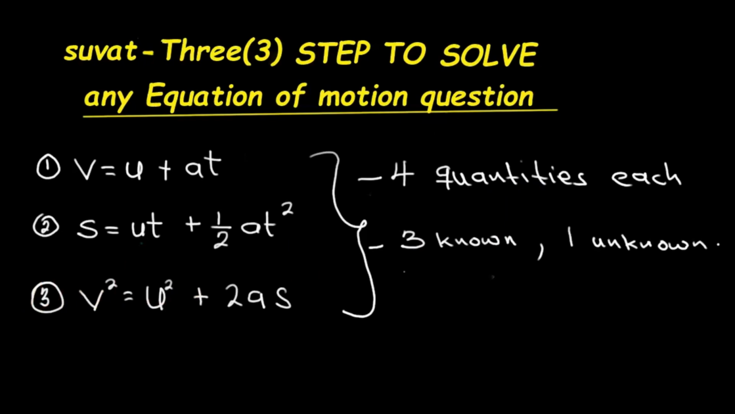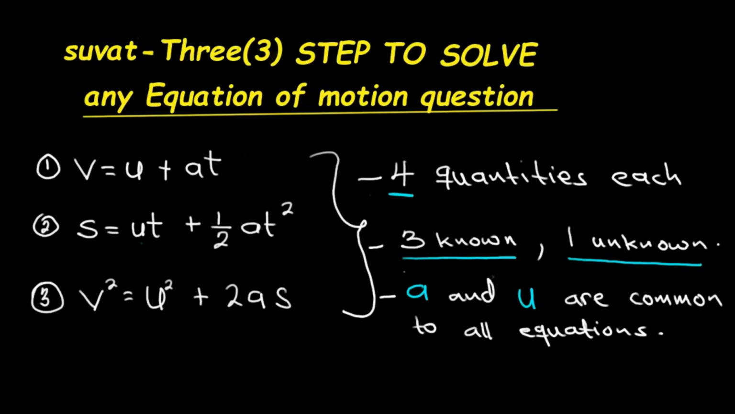Therefore, if you are given any question, you have to make sure you have 3 known quantities. Then the quantity you are asked to find will be your unknown. So these two, the 3 and 1, will give you the 4 quantities. You select an appropriate equation and then you are good to go. Now, if you watch closely, you'll notice that A and U, which is acceleration and initial velocity, are present in each of the equations up there. So when A is missing or when U is missing, you can use any of these formulas directly.